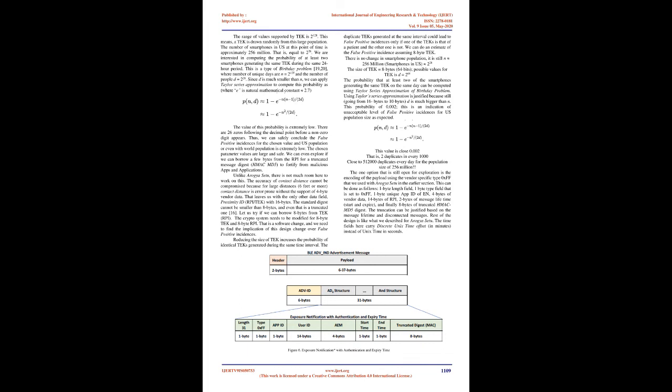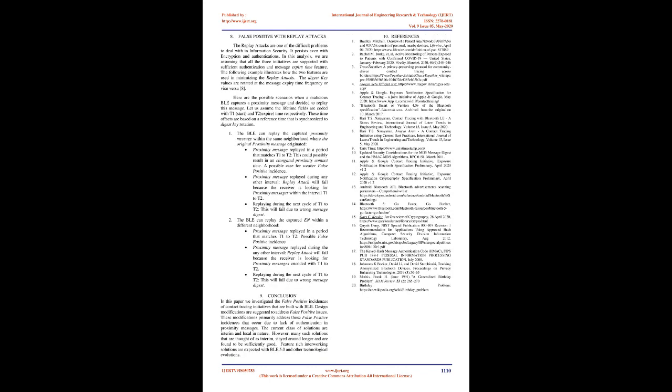Reducing the size of TEC increases the probability of duplicate text generated at the same interval, which could lead to false positive incidences only if one of the texts is that of a patient and the other one is not. We can do an estimate of the false positive incidence assuming 8-byte TEC. There is no change in smartphone population, it is still n, 256 million smartphones in US. The size of TEC equals 8 bytes, 64 bits, so possible values for TEC is d equals 2^64.